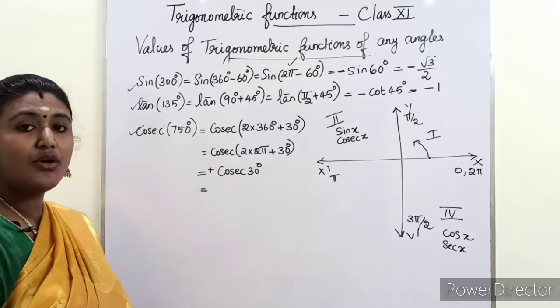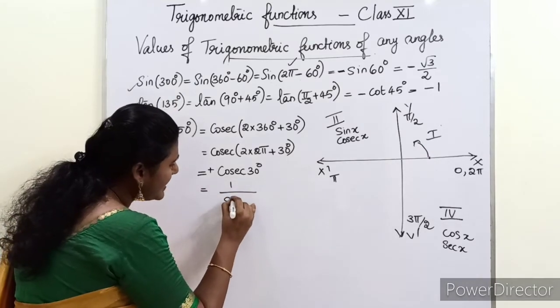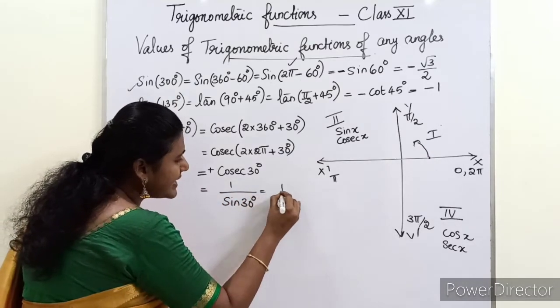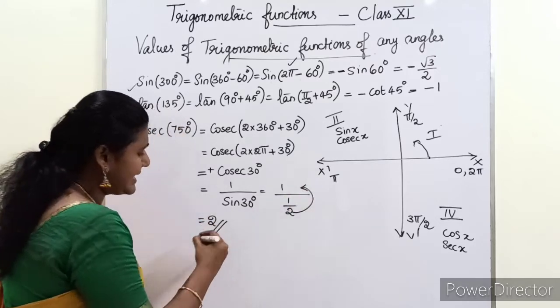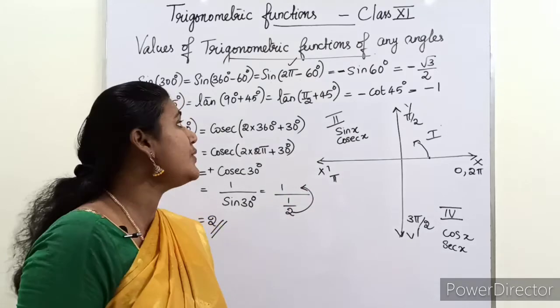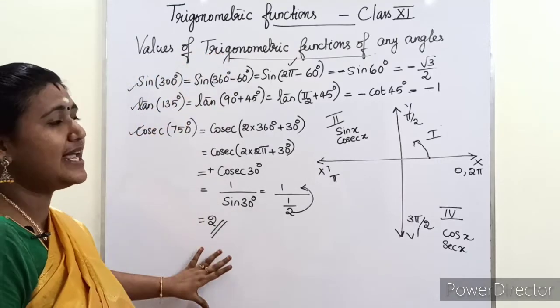So what is the value of cosec 30 degree? Cosec 30 degree is 1 by sin 30 degree. Sin 30 degree is 1 by 2. So this 2 will go to the numerator. So the answer is 2. So this is how you have to find the values of trigonometric functions of any angle.